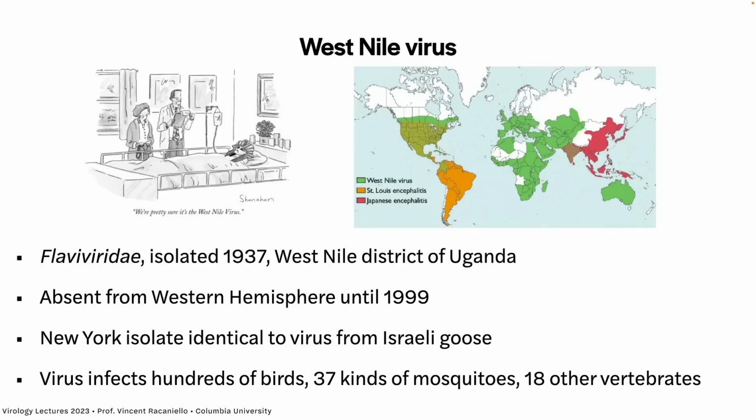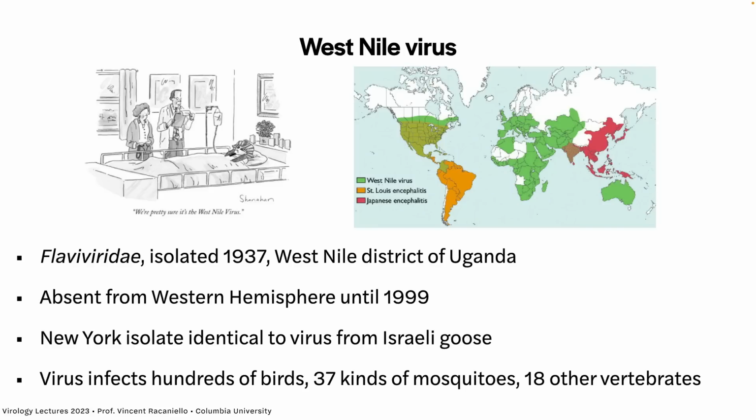Okay, our last virus is West Nile virus. Unfortunately, not as amusing and interesting as norovirus. This virus did not come from Egypt. It came from the West Nile district of Uganda, contrary to this cartoonist who thinks that this virus came from the West Nile. It came from Uganda originally in 1937.